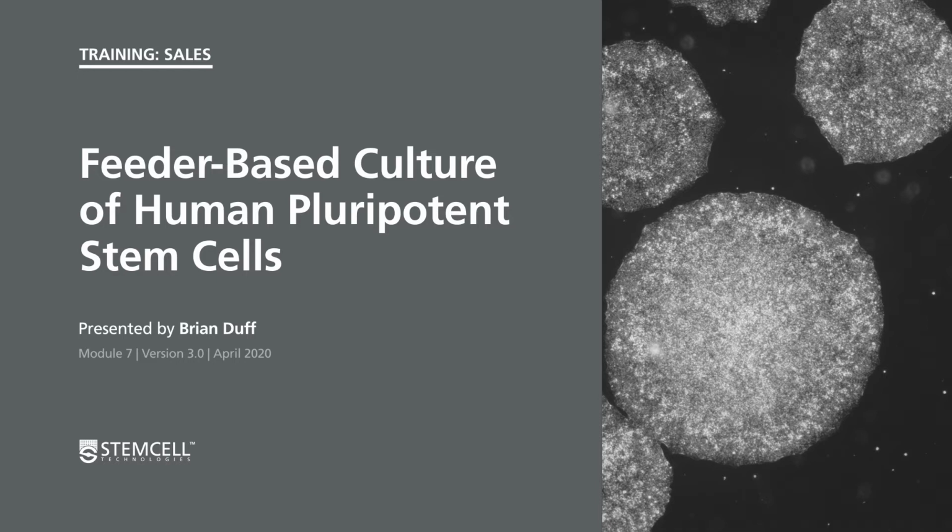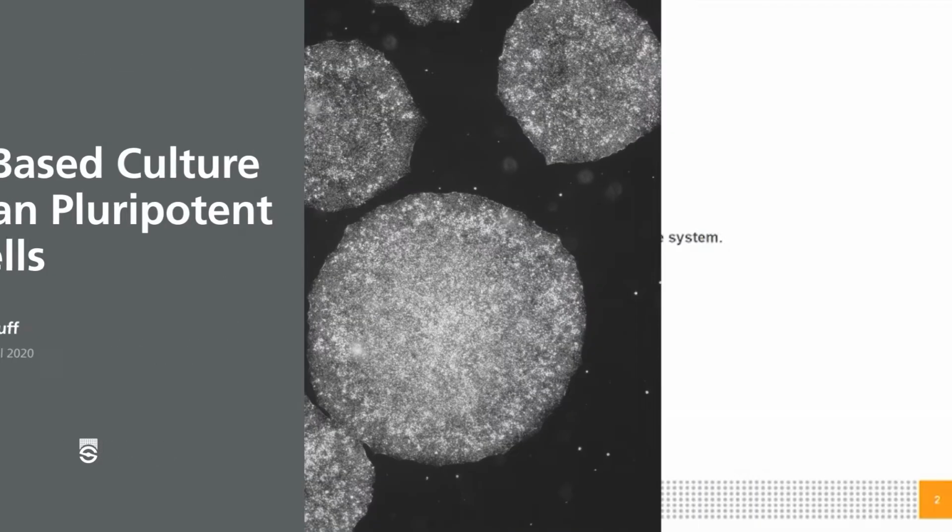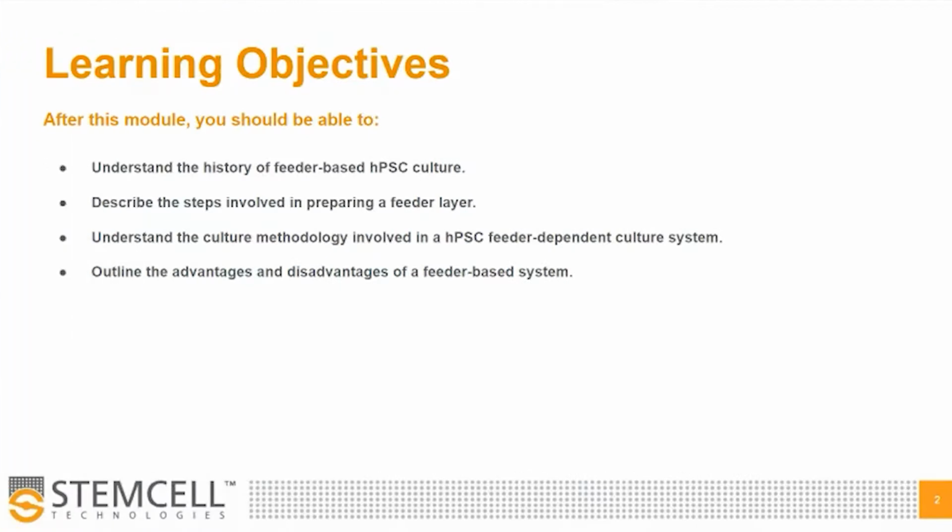Welcome to PSC Foundations Module 7, Feeder-Based Culture of Human Pluripotent Stem Cells. After this module, you should be able to understand the history of feeder-based HPSC culture, describe the steps involved in preparing a feeder layer, understand the culture methodology involved in a human pluripotent stem cell feeder-dependent culture system, and outline the advantages and disadvantages of a feeder-based system.